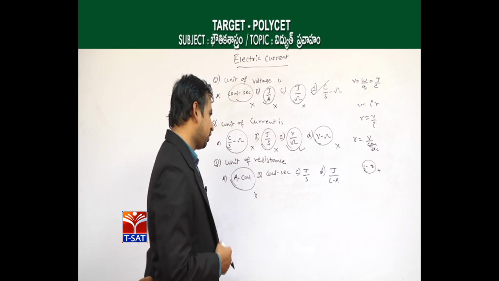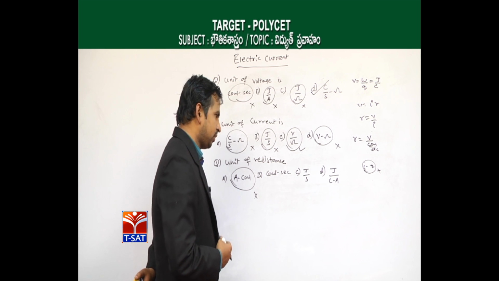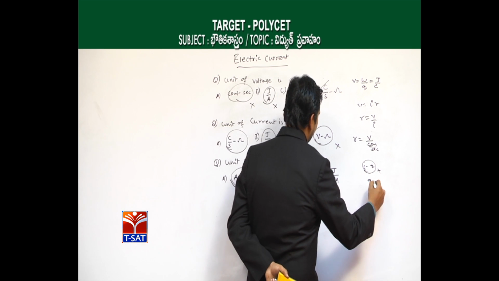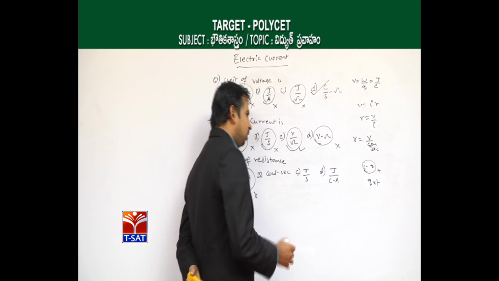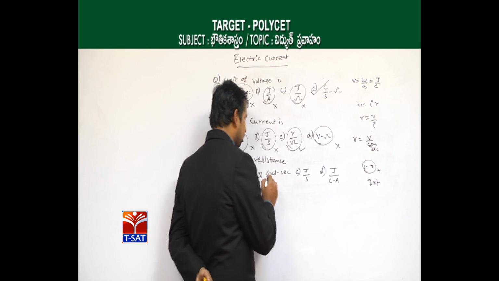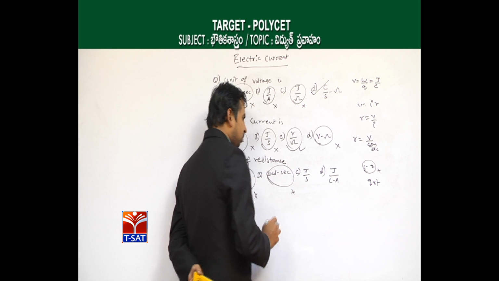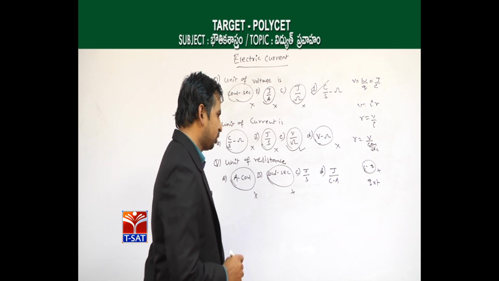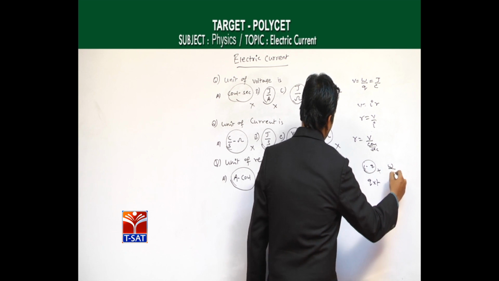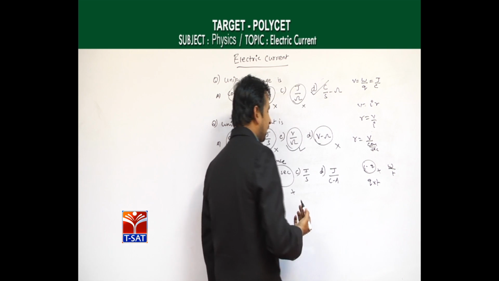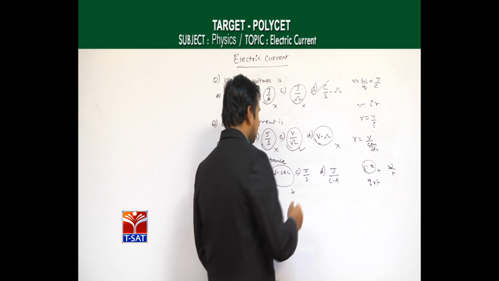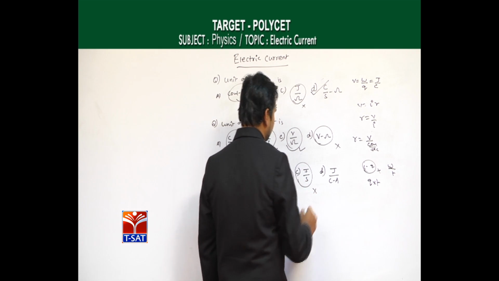And the next one is coulomb second. Again coulomb is the charge, which is Q, into time. Q into T is not a unit of resistance, so coulomb second is also wrong. Next we have joule per second, which is again work by time, which is power. So this one is also wrong.